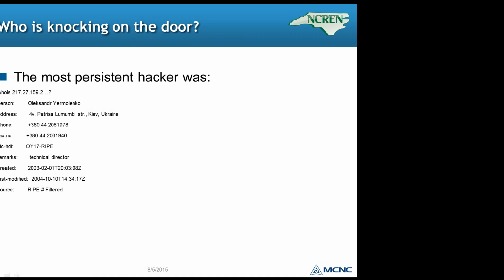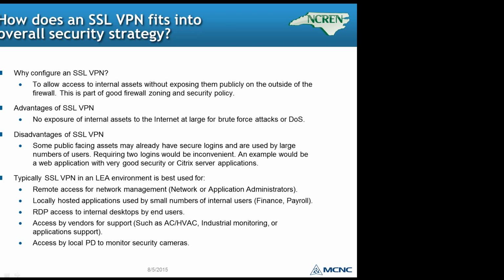So how does an SSL VPN fit into your overall security strategy? We've talked a little bit about some of the issues as far as remote access to some of these applications. So let's talk about how an SSL VPN can help you out with some of these issues. Why would you want to configure an SSL VPN? It's usually to allow access to internal assets without exposing them publicly on the outside of your firewall, because this is part of a good firewall zoning and security policy.